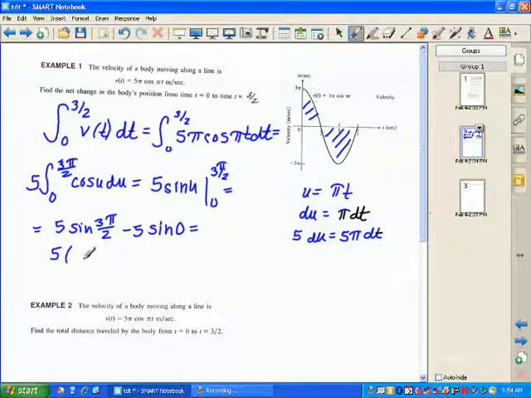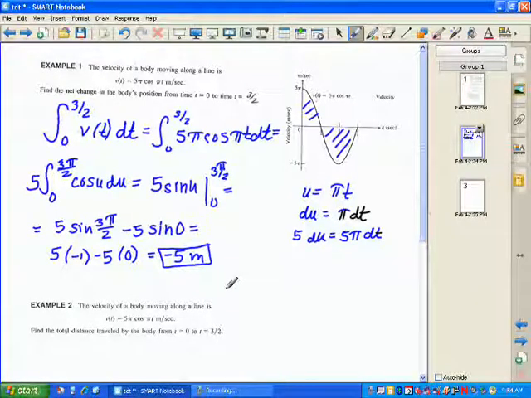Sine at 3 pi over 2, that's down at 270, is -1. And at 0, it's 0. So this is -5, and I think we're in meters. So -5 meters then was your displacement. You end up to the left of where you began. That's our net change in position. Any questions on how to find displacement? Oh, let's write displacement here. That's another word for displacement.